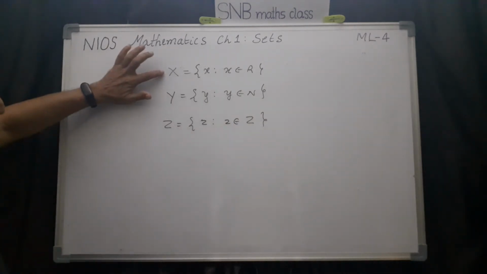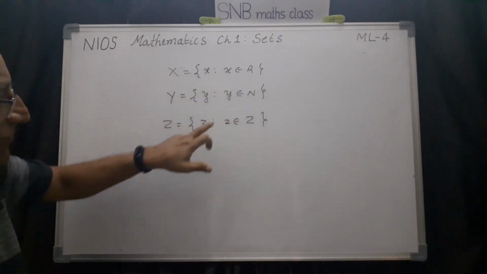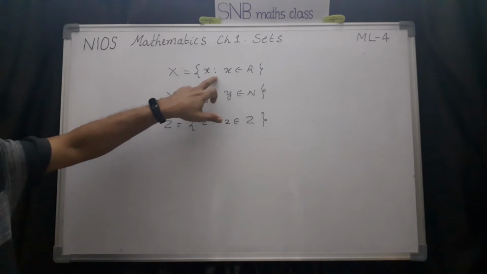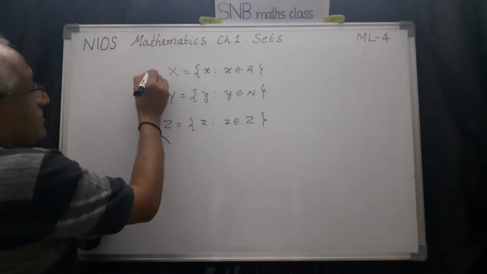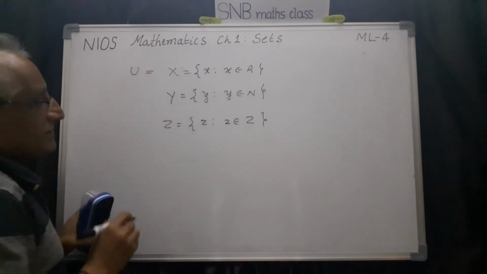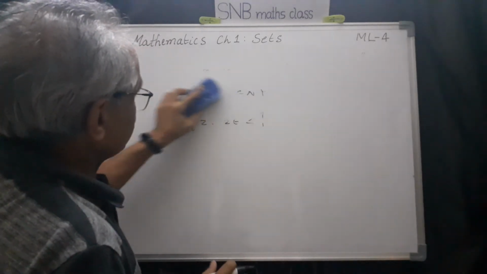Definitely this is universal, because all the natural numbers are here, and all the integers are also here in the real numbers. I have explained this in the last class. Therefore, definitely this should be taken as the universal set. These two are the subsets. So this is the idea of the universal set.